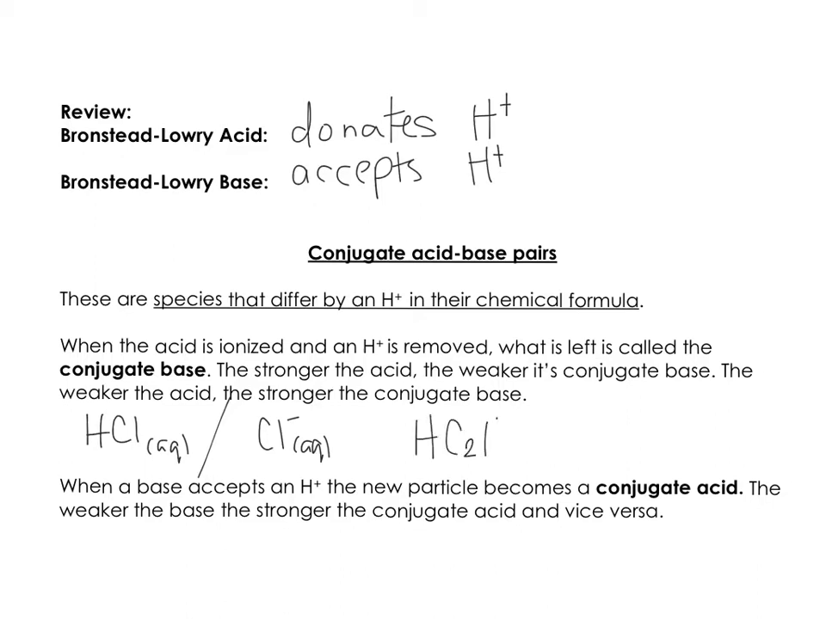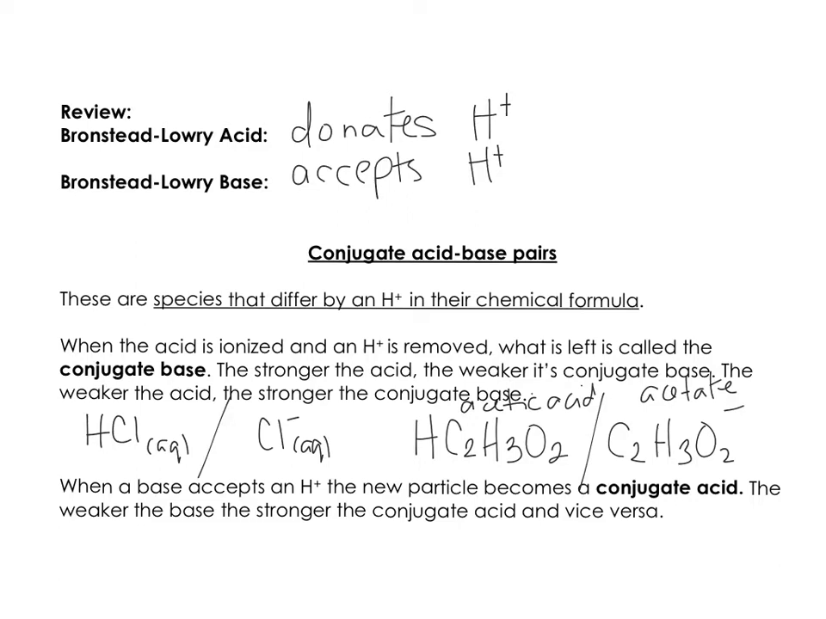Acetic acid differs from its conjugate base by an H+ in its formula. So the acetate ion is the conjugate base of acetic acid. They differ in formula by an H+. The acetic acid is a weak acid, so the acetate is a stronger conjugate base.